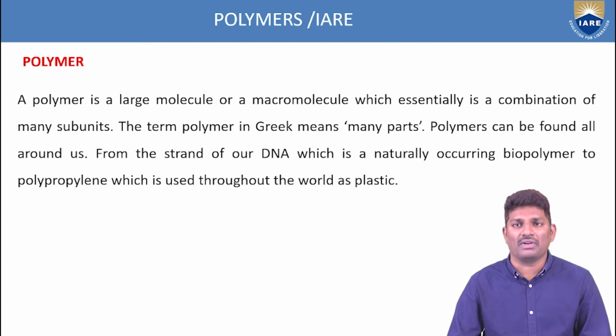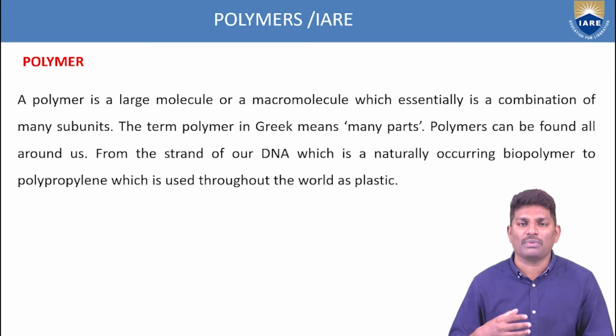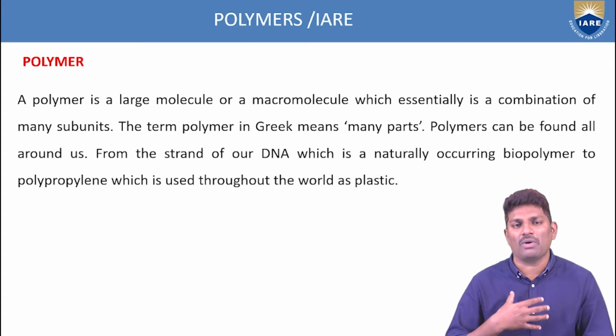Now, take our DNA, which is a naturally occurring biopolymer, and polypropylene, which is used throughout the world as a plastic. The DNA in our internal body also has n number of parts. It is not a single part, it is a combination of different parts. So this is the best example to define a polymer. Our body consists of different subunits, not a single unit. That is one of the examples of a polymer.